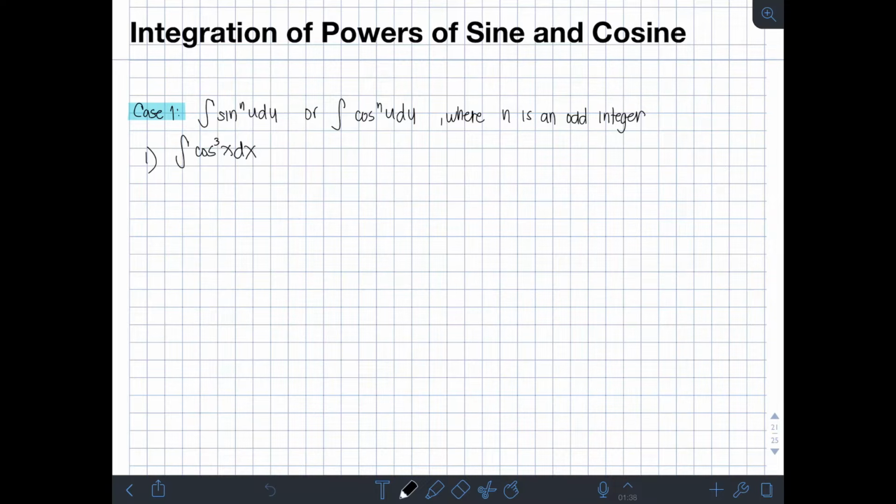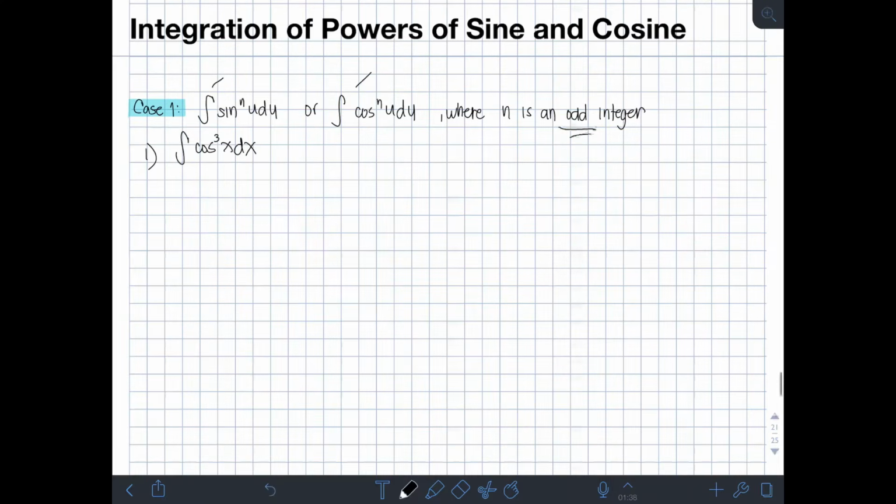So, integral ng sine raised to n u du or integral ng cosine raised to n u du where n is an odd integer. Okay, so ibig sabihin, meron tayong separate integral. So, either sine lang or cosine na naka-raise sa exponent na n kung saan yung n ay odd. Okay, so take note, odd. So for the first example, we have integral ng cosine raised to the third power x dx.